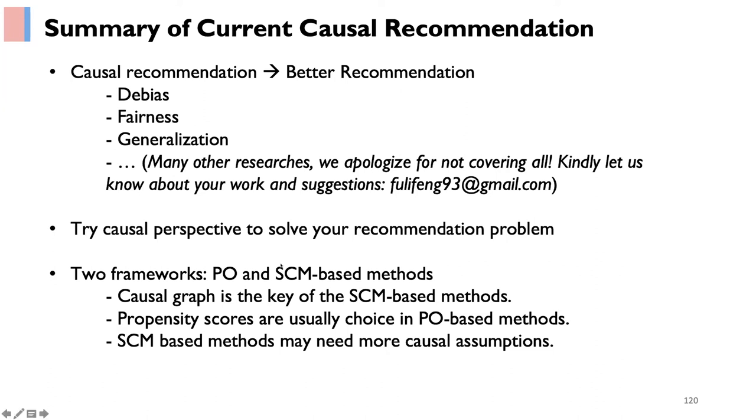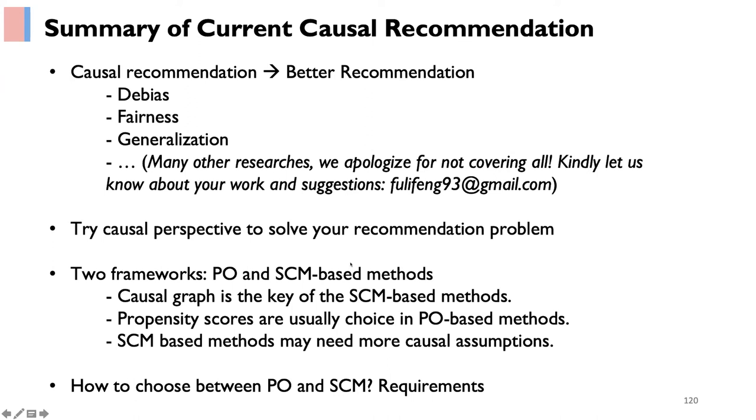For example, the SCM framework needs to draw a causal graph first. And for the potential outcome framework, we need to develop some methods to estimate the propensity score. Because there are two frameworks with different properties, how to choose between them? Our suggestion is that, because they are theoretically equivalent, you can just choose either one regarding your requirements. For example, if you want a solution with some theoretical foundations, then maybe potential outcome is a better choice because all the assumptions are clearly presented in a formal way.